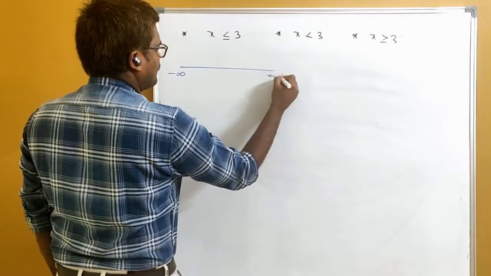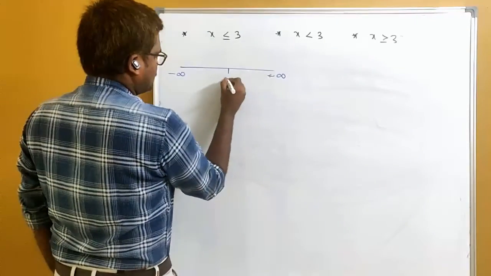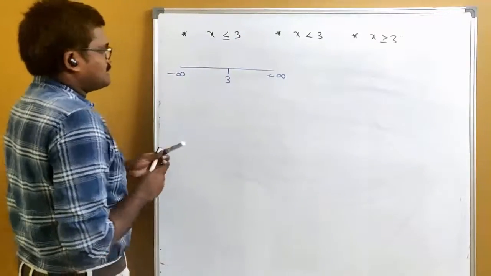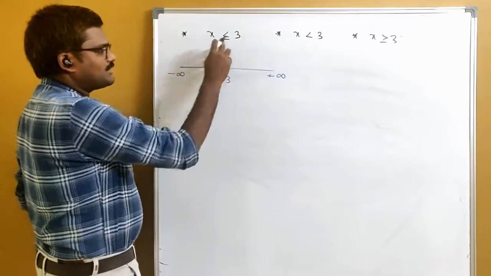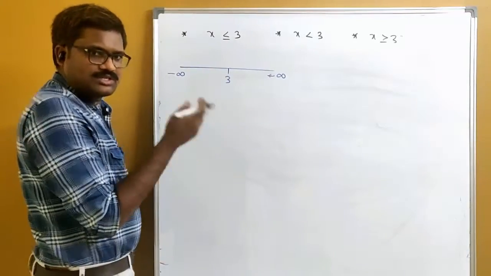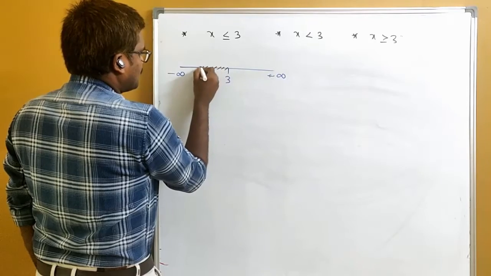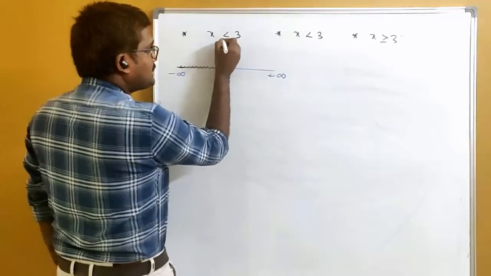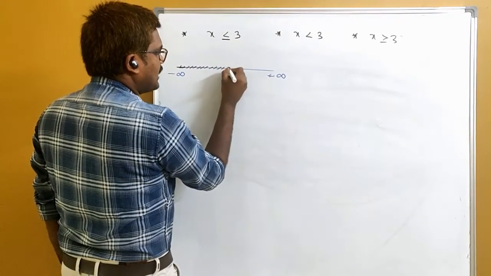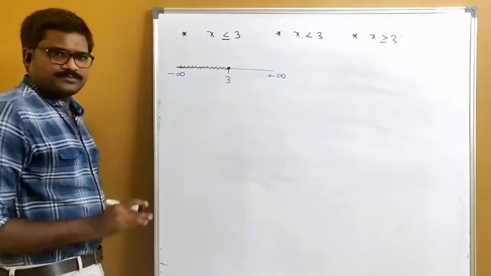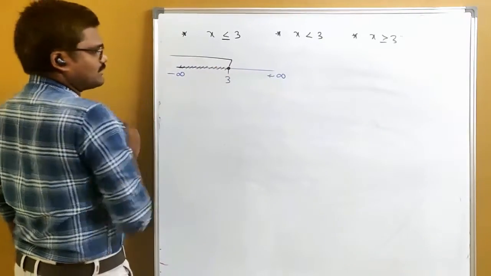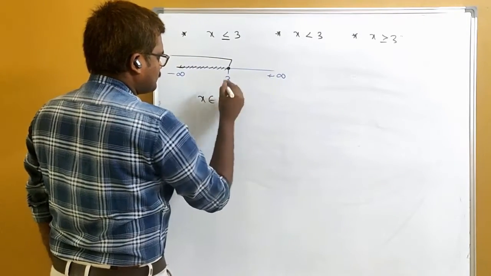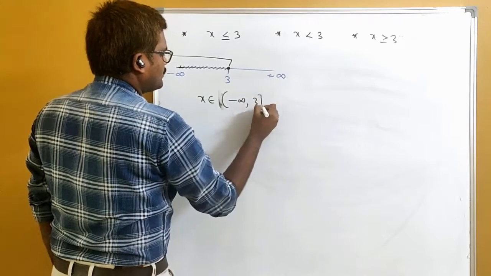Again take real number line, minus infinity, plus infinity. Somewhere here you will have 3. What is the meaning of X less than or equal to 3? X is all real numbers which are less than 3 or equal to 3, isn't it? So these are all the real numbers which are less than 3 up to minus infinity, and since there is equality, I have to use closed bracket, that means dot. Understood? So these are the values. So in interval form, can I write it like this? X belongs to open minus infinity, closed 3.